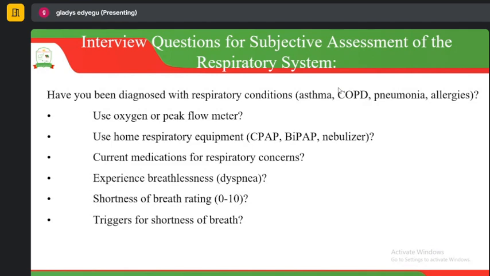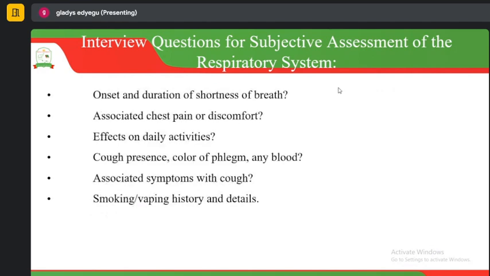You also need to know what could have triggered this patient to have that kind of shortness of breath. Sometimes it can be due to certain conditions or certain lifestyles or allergies and so forth. So you need to know the triggering factors that could have contributed to shortness of breath among your patients. Then also the onset and duration of shortness of breath, you should also know. When did it start? How long has it taken? And then you can be able to intervene accordingly.